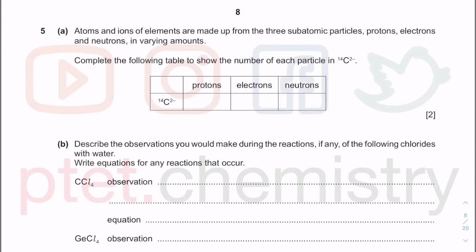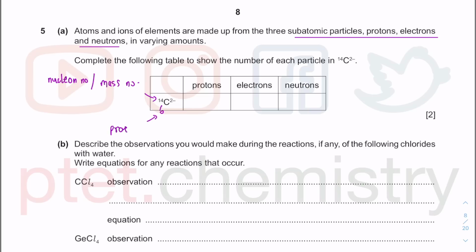In this question number 5, we have atoms and ions, and we are talking about 3 subatomic particles: protons, electrons, and neutrons. The number on top is called the mass number, also known as the nucleon number. It's the number of protons plus the number of neutrons in the nucleus of an atom. So carbon has 6 protons.